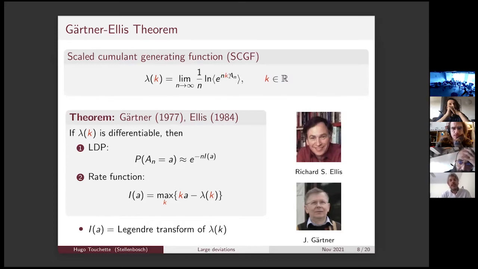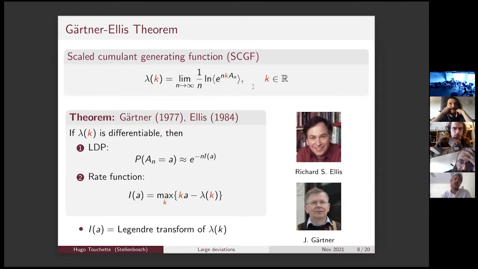So you still have that random variable A_n. What you do is calculate the generating function of that random variable with that k there. So this is the generating function, scaled with the n there. You take the log, which defines the cumulant, and then you take the limit of 1 over n. And so we call this the scaled cumulant generating function. So this is a function that you're trying to calculate without knowing, of course, the distribution.